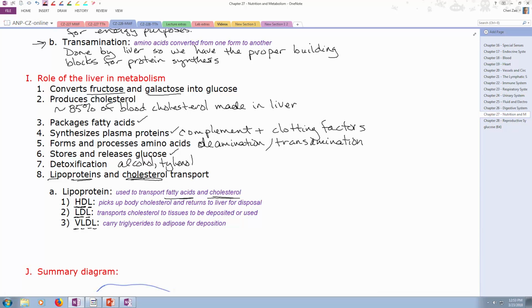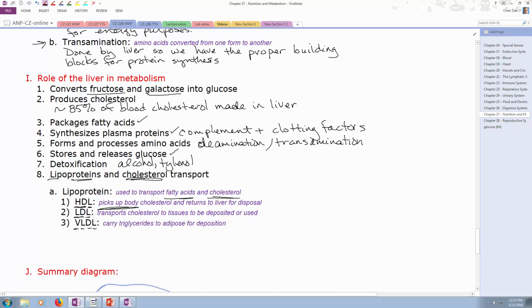HDL is interesting. It is the good cholesterol. Most people call it the good cholesterol because it's picking up cholesterol and returning it to the liver for disposal. So HDL is good cholesterol or happy cholesterol or however you want to call it. It's the one that's cleaning the graffiti off the walls. I consider cholesterol graffiti on your walls.